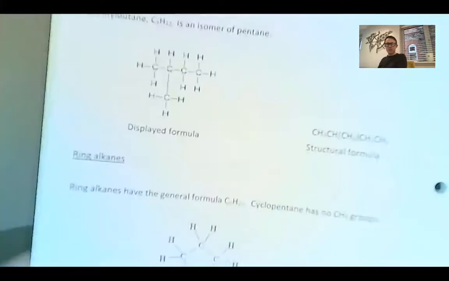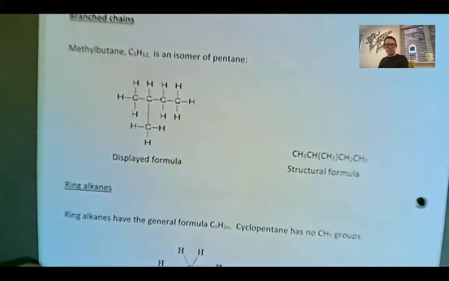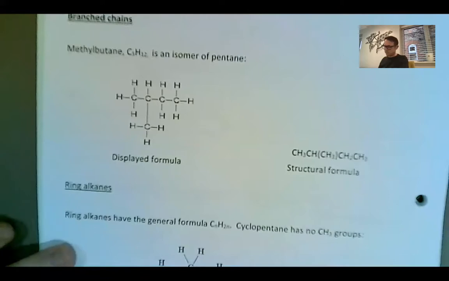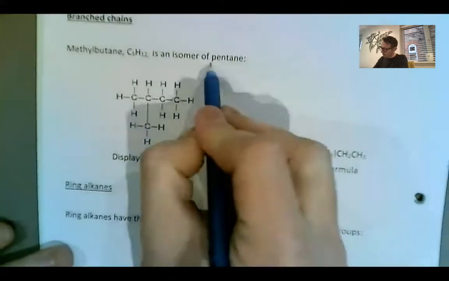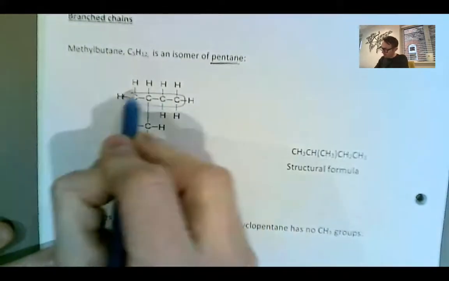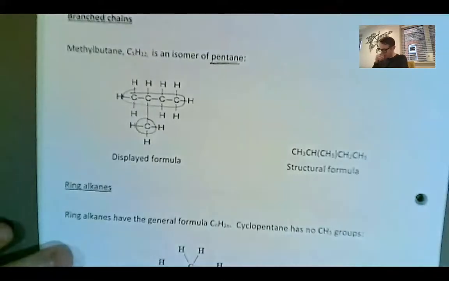Okay, we already know that alkanes can be branched. So methylbutane is an isomer of pentane. Rather than 5 carbons in a row, we've got 4 carbons with a branch methyl group, and you could represent that as a structural formula as well.